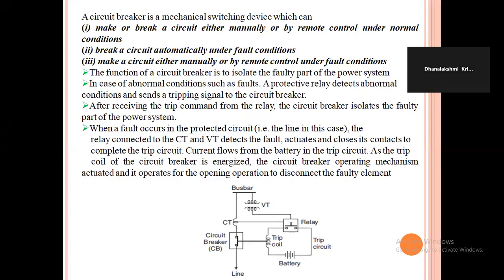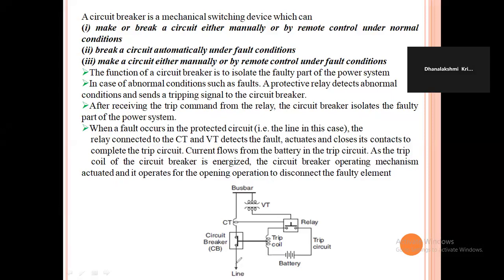In case of abnormal condition, such as a fault occurring in the protected line, a protective relay detects the fault and sends a tripping signal to the circuit breaker. After receiving the tripping command from the relay, the circuit breaker isolates the faulty section of the power system.